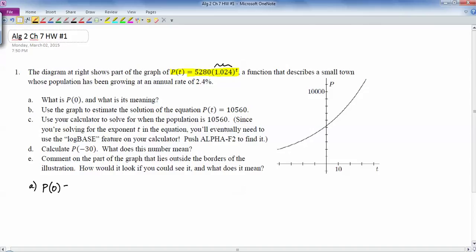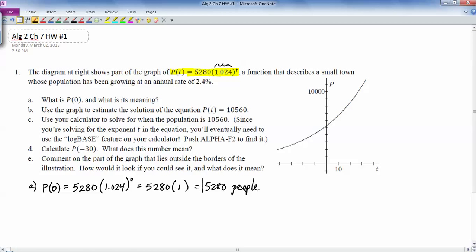So p of 0, we know p of t is 5280 times 1.024 to the t. So it's going to be 5280 times 1.024 to the 0. And anything to the 0 is just 1, so this is 5280 times 1, which is 5280. And this is a town's population, so that's going to be people.